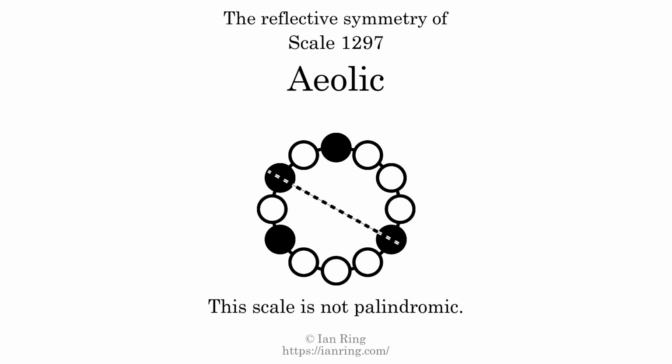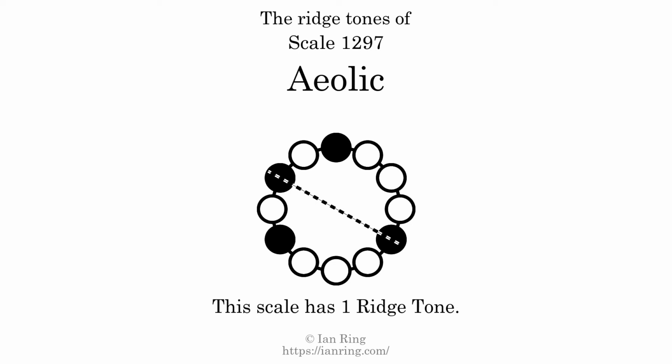This scale has reflective symmetry across an axis positioned 4 semitones from the root. This scale has a different pattern of intervals ascending and descending, so it is not palindromic. This scale has one ridge tone.